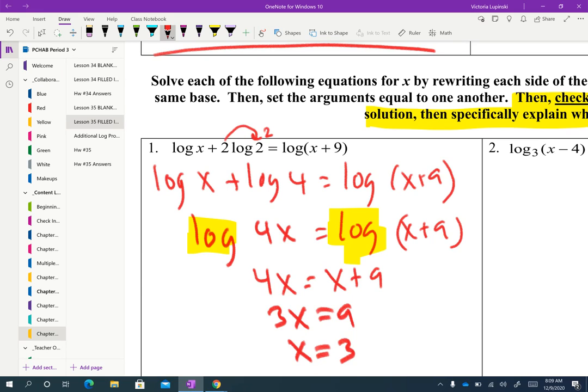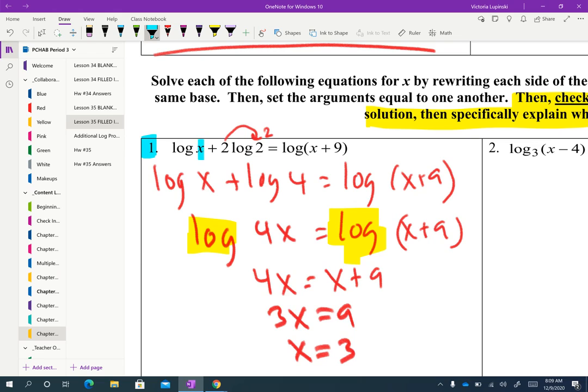So that's not necessarily your answer. It's only your potential answer. The way you'll know for sure if it's an answer is you have to go back to the original and test it. Everywhere there's an x, you would have to put that answer, and you have to make sure that at no point do you get the log of a negative or the log of 0.